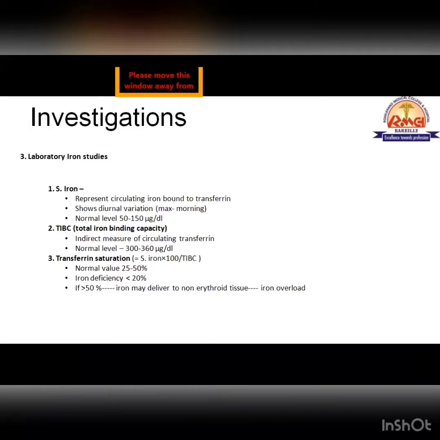Put it like this: serum iron normal value is 50 to 150. It will be hard to remember, but once you remember, you can just double this value. Serum iron normal value is 50 to 150. If you double 150, you will get 300. And 300 is the normal value for TIBC. If you want to remember a single value, you can remember 150 and 300.